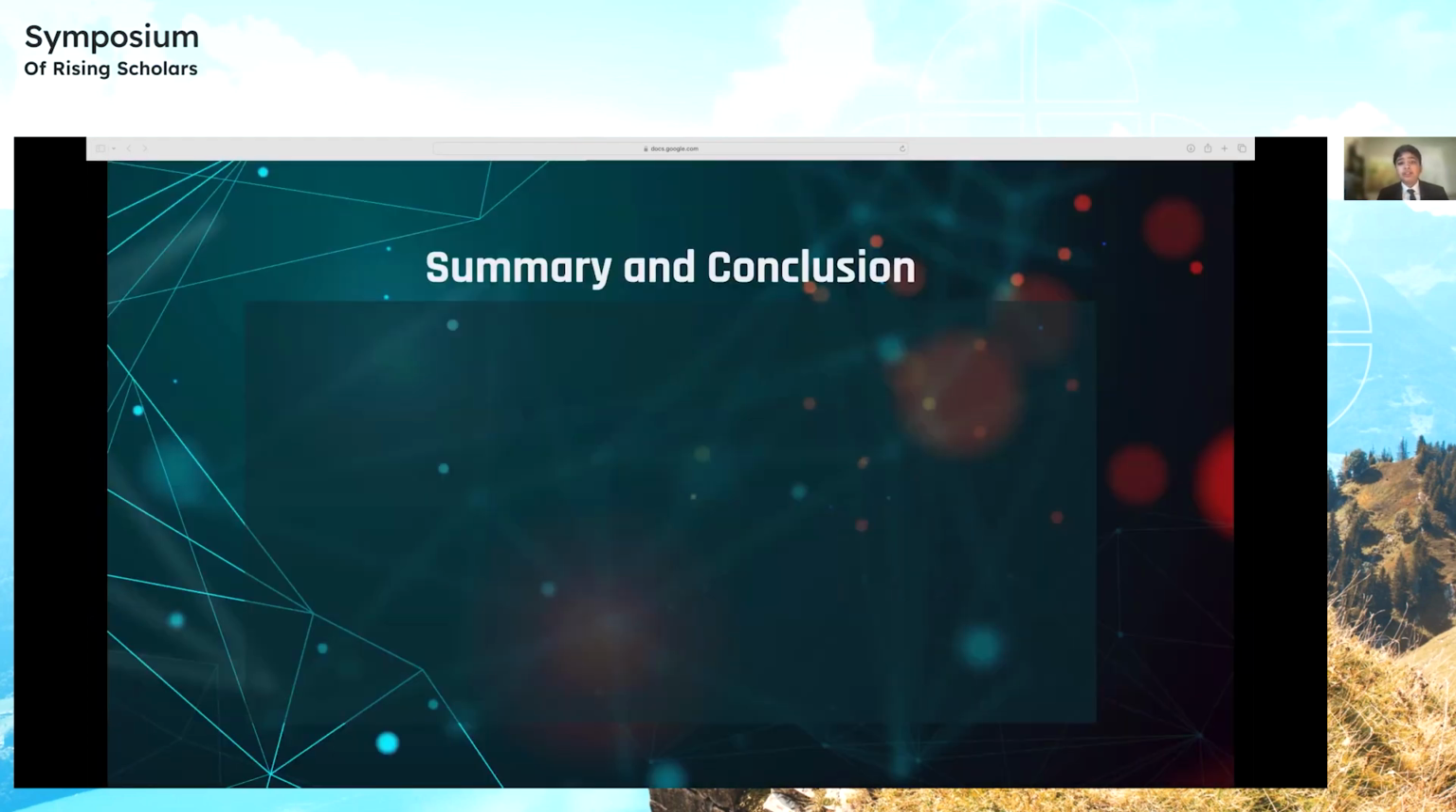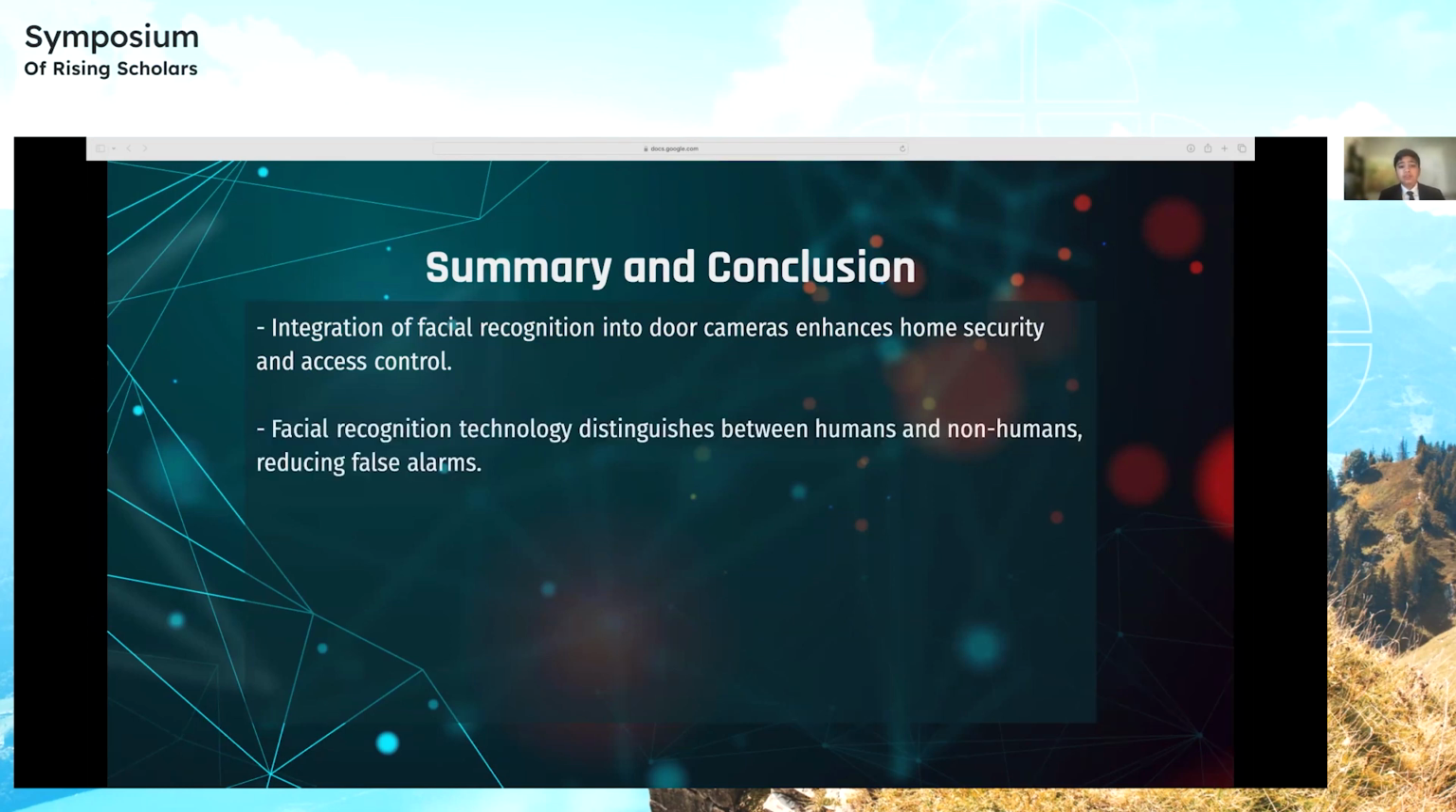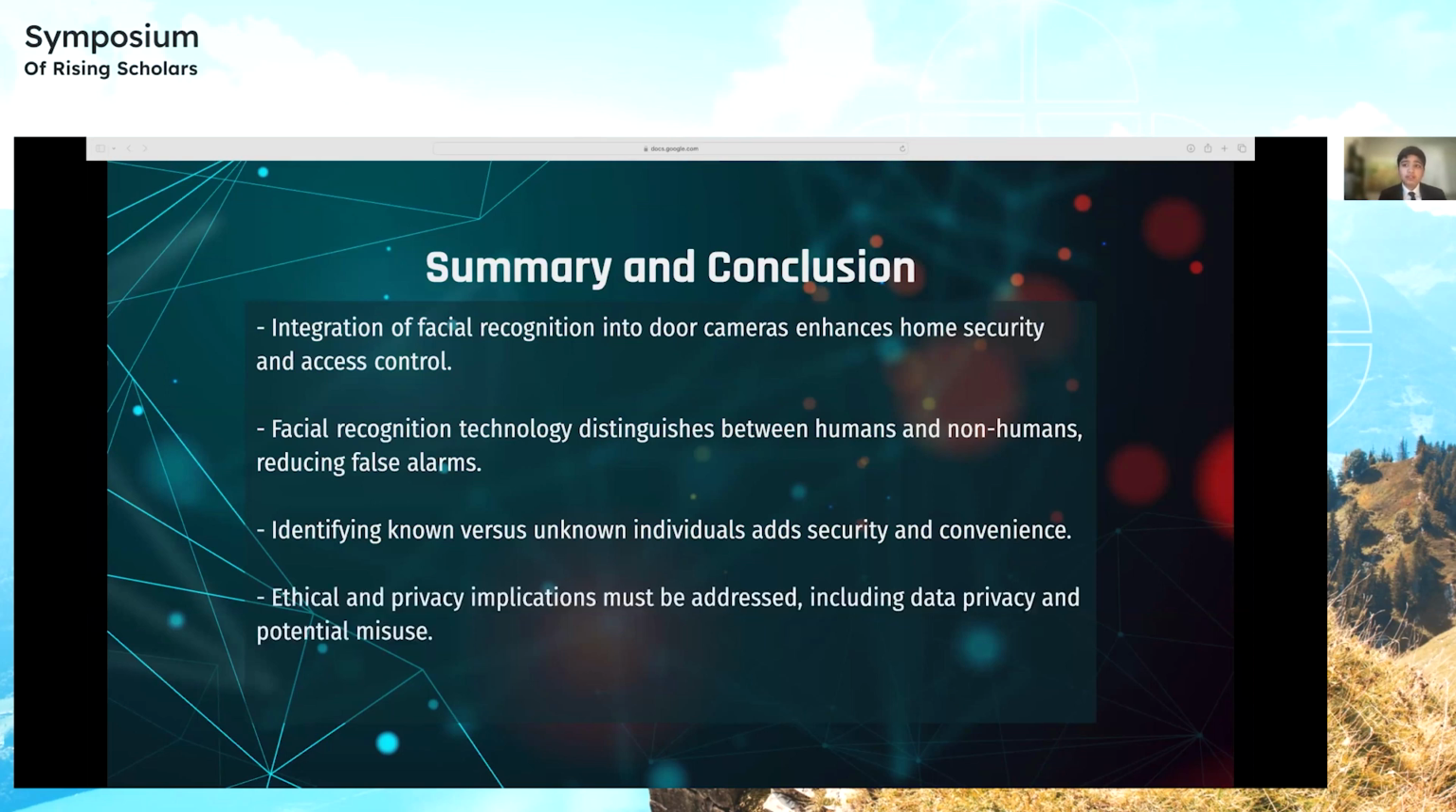Summary and conclusion. We were able to summarize that integration of facial recognition into door cameras enhances home security and access control. It also distinguishes between humans and non-humans, reducing false alarms. And identifying known versus unknown individuals adds security and convenience. We also have to address the privacy implications, because if the user were to use this, they'd have to upload their own images, and we have to make sure those are safely stored so no one misuses them.